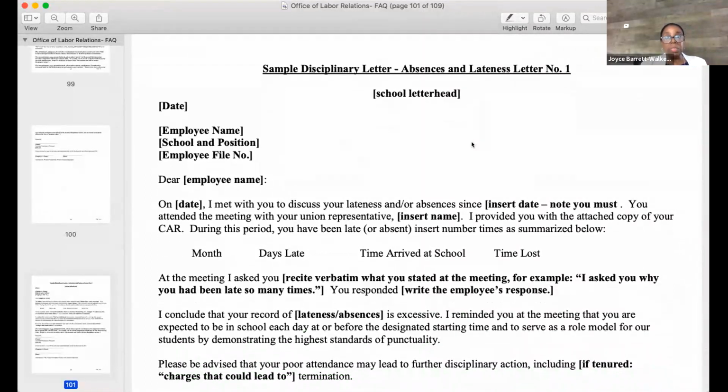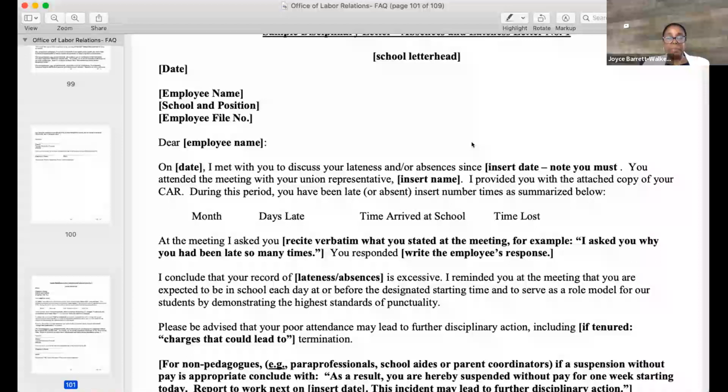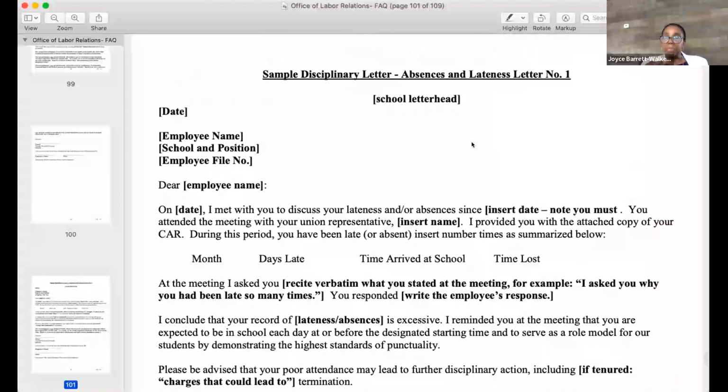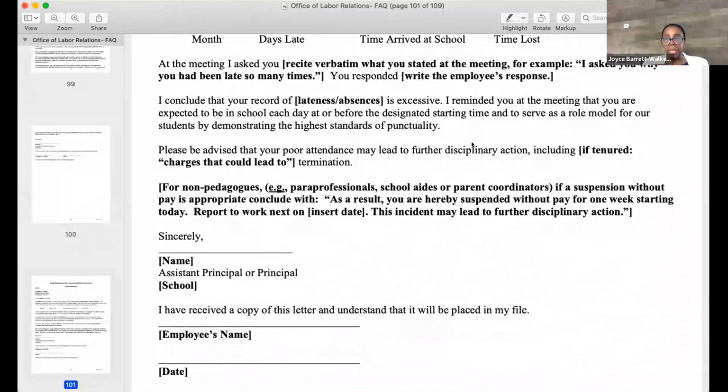Here we have one that sometimes is very important, absences and lateness. Talking about, you have your secretary document the number of times the staff member has been absent or late. You can document the patterns. Is it before the weekend? Is it after the weekend? Is it more than one time? If they're showing a pattern of twice a month during the school year, they're taking a Friday and a Monday. And this is the format that it takes. You put the month, the days late, time arrived at school, and the time lost. And you can also make sure you add what's in your faculty or staff handbook about absences and lateness. That's a big one. And again, that would be a file letter.